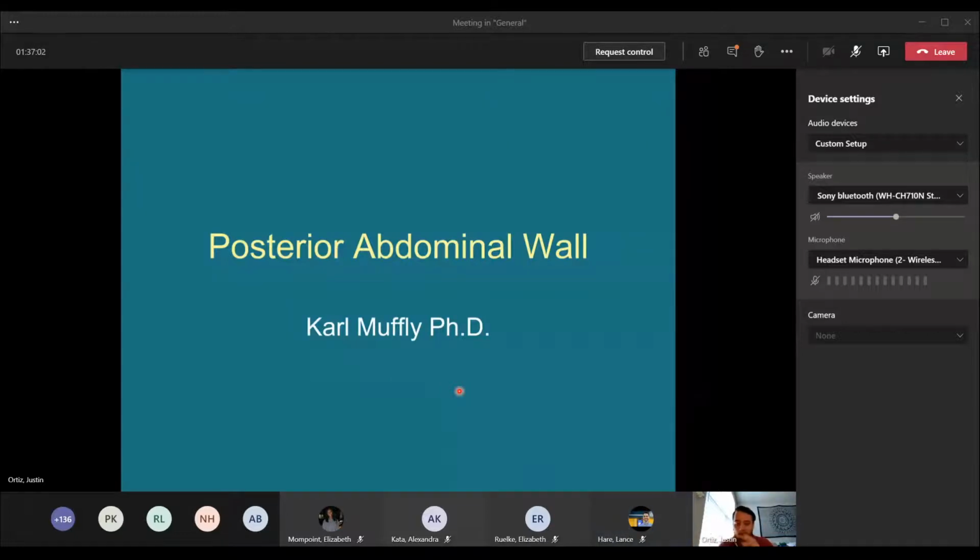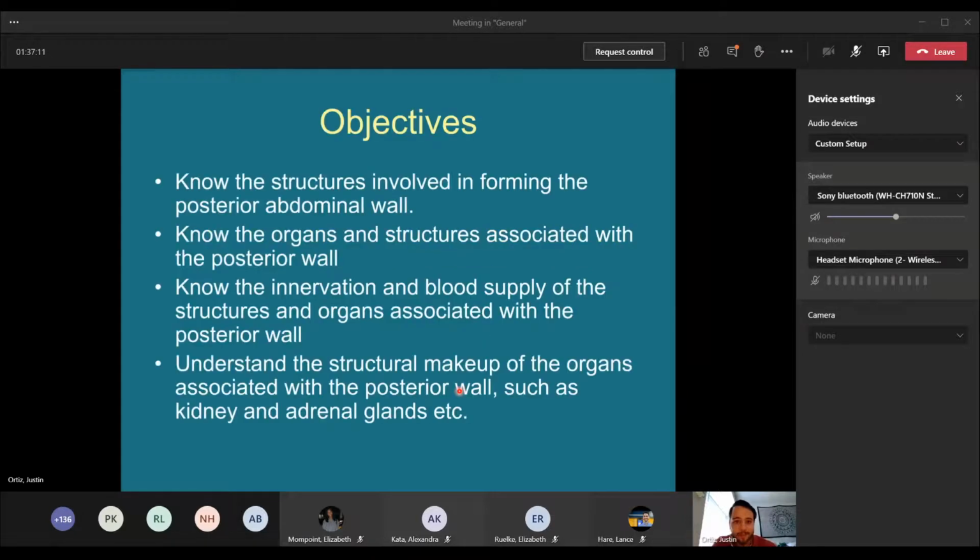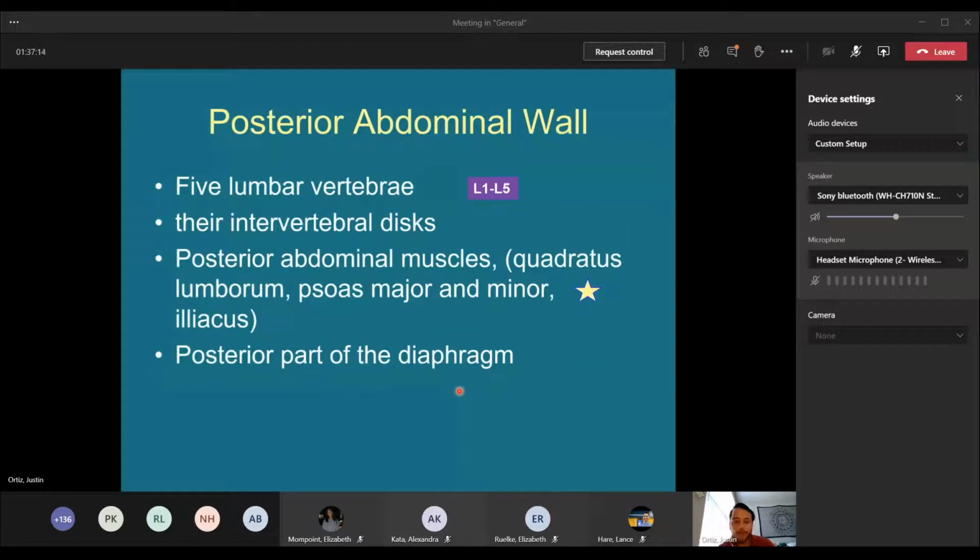So we're going to go through the posterior abdominal wall, and then I think we'll talk about hernias even more here. But we'll just get right to it. I'm going to skip those. So basically, you have 5 lumbar vertebrae, and then we're going to talk about the posterior abdominal wall. Basically, that's going to be on the posterior side of your abdomen. We'll talk about the kidneys. We'll talk about those muscles as well that are associated with the posterior side. And you also have your 5 lumbar vertebrae, right? So L1 to L5.